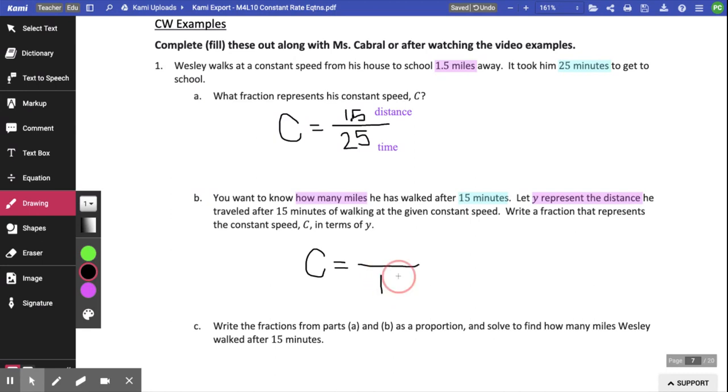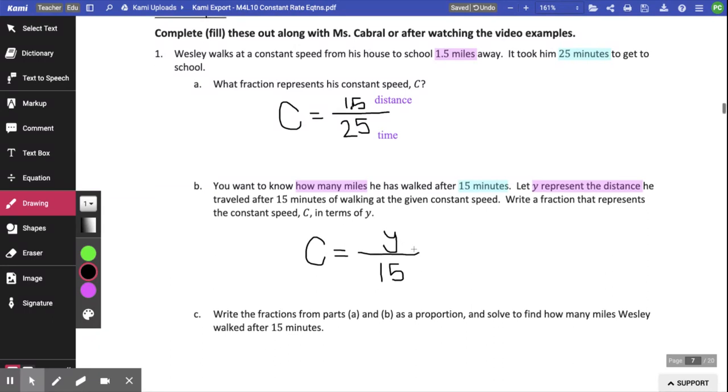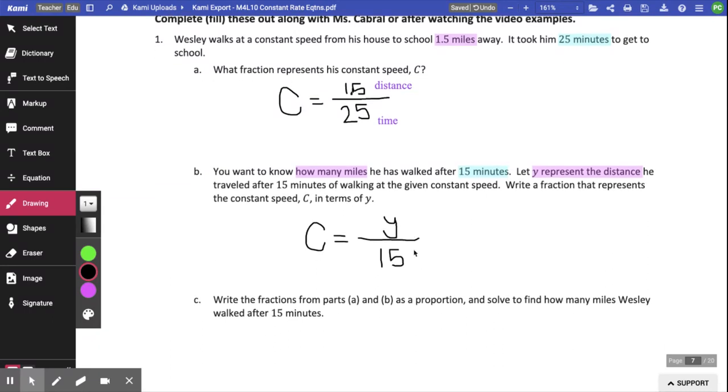That represents the time, right? 15 minutes is the time. We don't know the distance. That's why it says how many miles. But we do know that they asked us to let the letter y represent the distance. So the letter y is going to take the place of the distance, the number at the top, because we don't know the number. And that's actually all you need to do for part B.